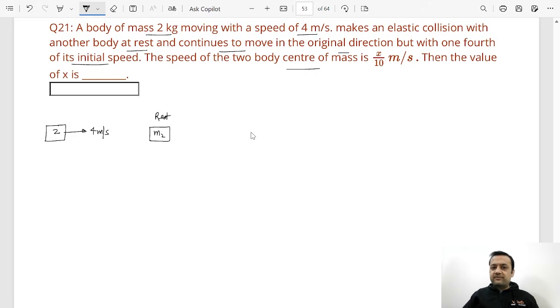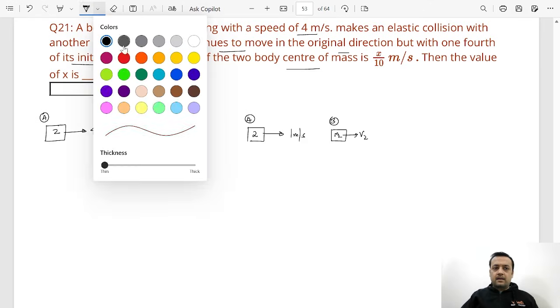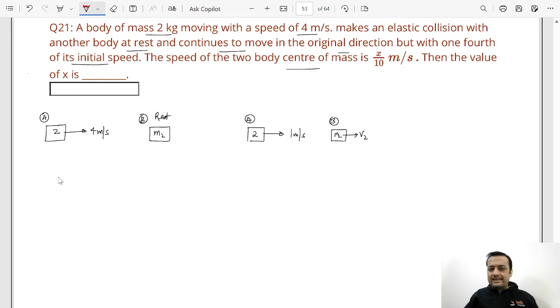Now after collision, what happens? The original body moves in the same direction. So this is the body A, and this is the body B. Body A moves in the same direction but with speed 1/4. That means it will continue to move at 1 meter per second. But body B, let us say its speed is v2. Now look, since the collision is elastic, velocity of separation will be equal to velocity of approach. Yes or no?